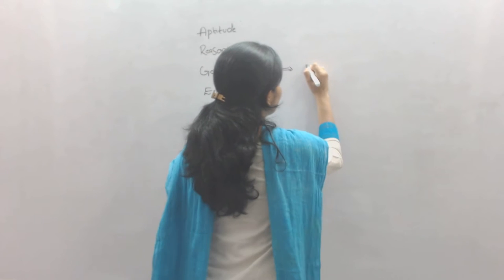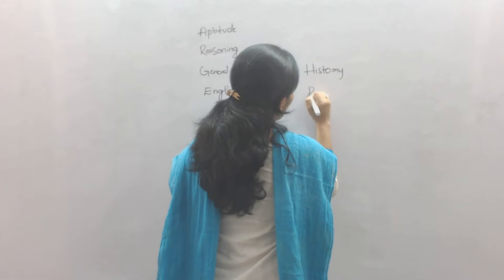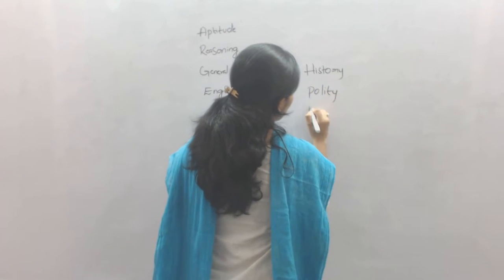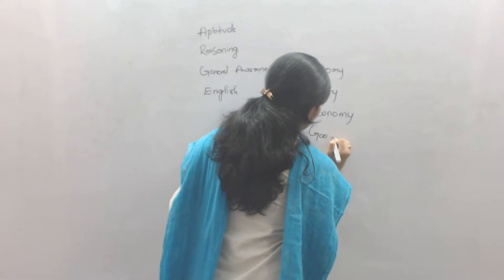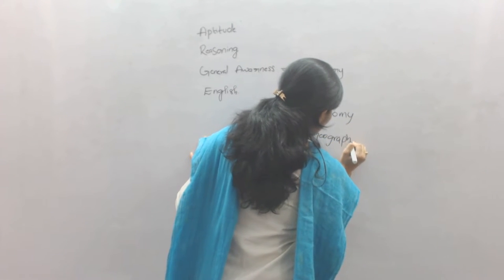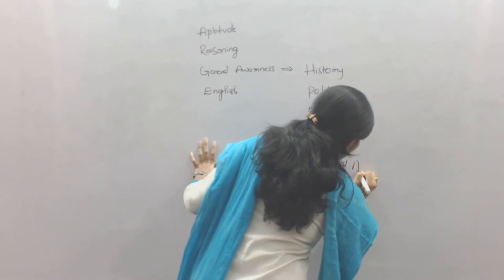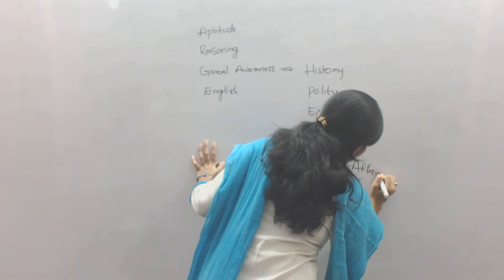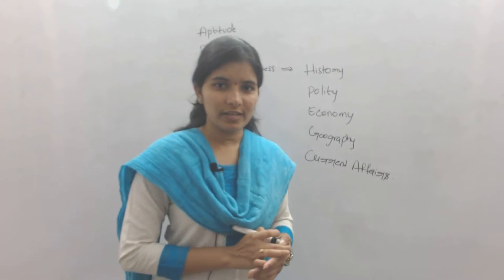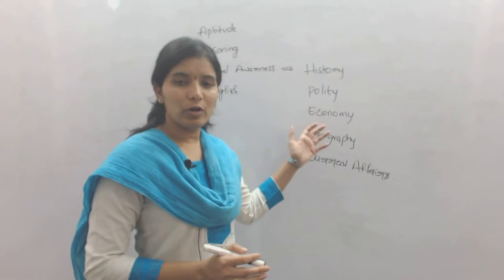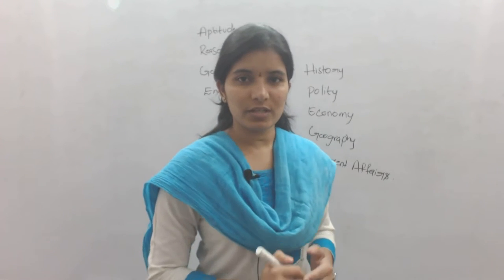That are history, polity, economy and geography and current affairs. What are they? In general awareness, there are some topics like history, polity, economy, geography and current affairs. Today I am discussing history.